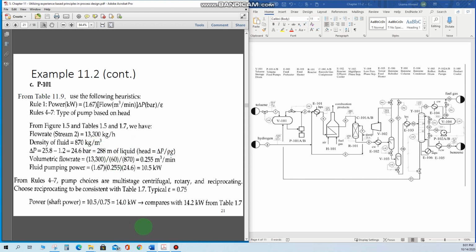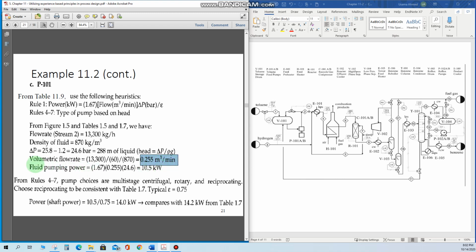Okay. Now, how can you estimate the volumetric flow rate for this pump? Simply, you have to use the equation for the volumetric flow rate. You are provided with the mass flow rate here, and then you can divide it by 60, so you have the information in terms of minutes, and you are also provided with the information on the density. So you can use the equation for the volumetric flow rate to get it in terms of meter cube per minute. That is equal to 0.255 meter cube per minute.